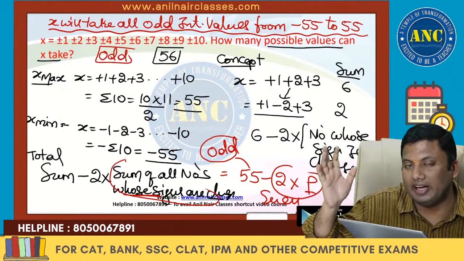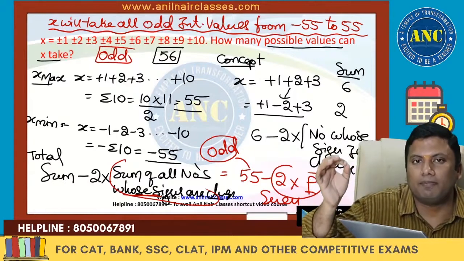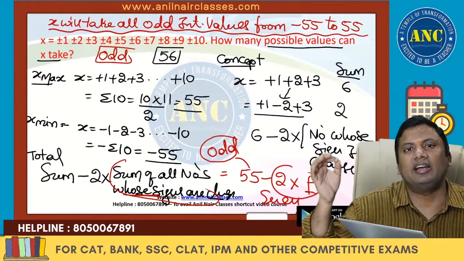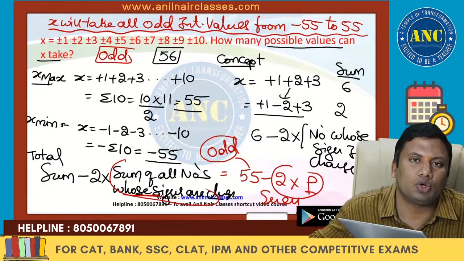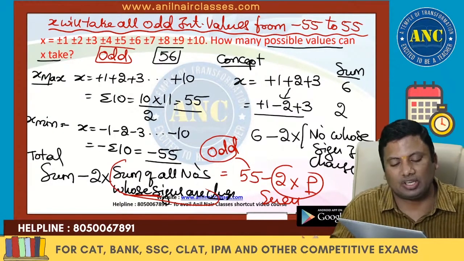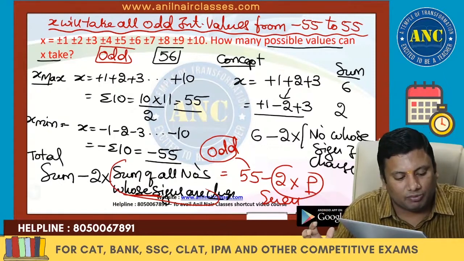I hope the idea is clear. If a number's sign is changed and it is getting added, the net change will be 2 into that number with a minus sign before. That is the learning from this question.